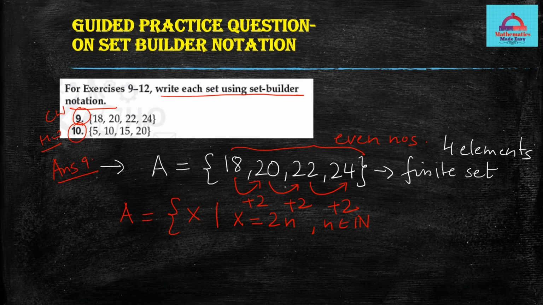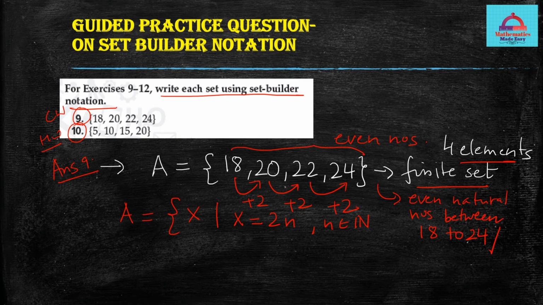As you can see, this is a finite set which has even natural numbers between 18 and 24, or you may also describe it as a set of even natural numbers more than 16 and less than 26. So any one way you can describe the set.